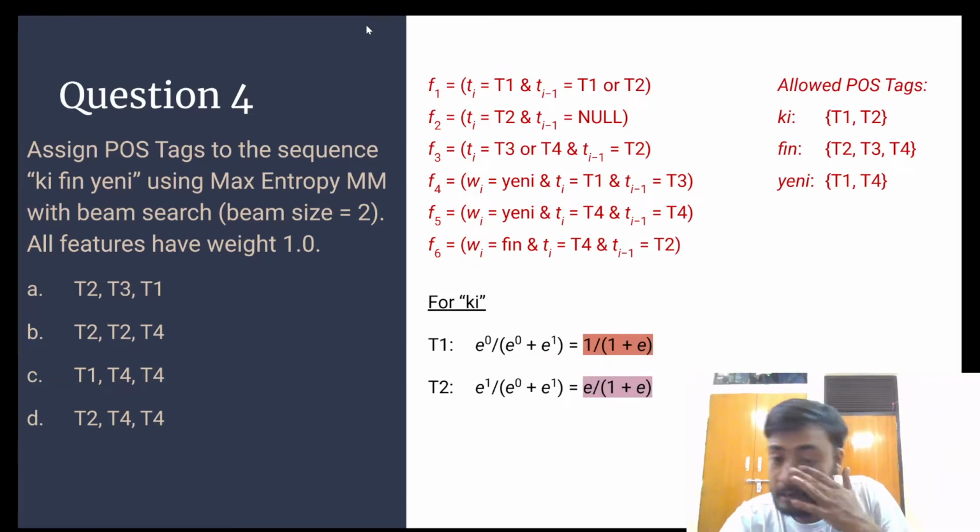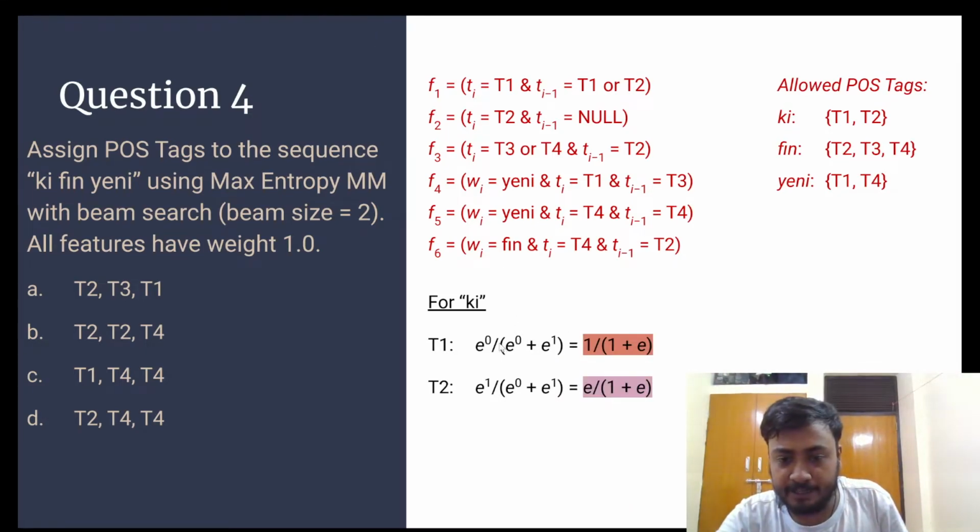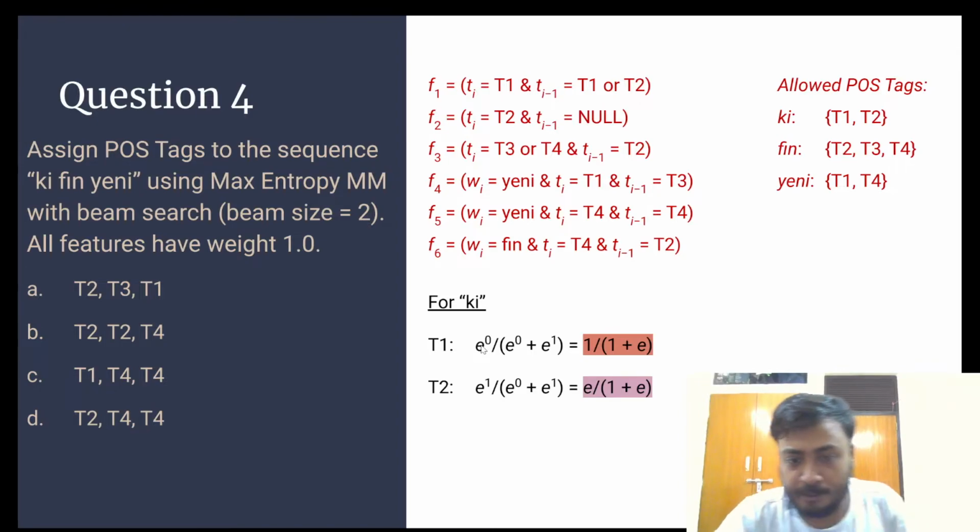Now, how do we do that? Look at the combination of key with T1. So Wi is key and Ti is T1. Now you have to look at how many features are applicable for the numerator part. Let's forget about the denominator for now. Just look at the numerator part. So if you look at the numerator, what are the possible things which we can have? For T1 and key, is there any feature which is applicable?